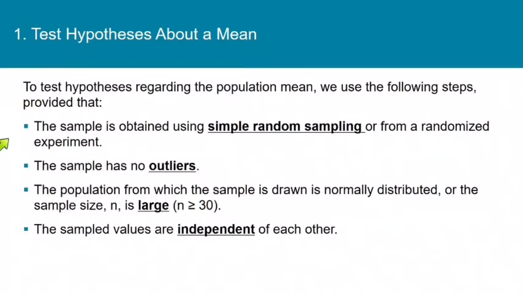So I think these are pretty much the same requirements that we had on confidence intervals. The sample has to be obtained using simple random sampling. The sample can't contain any outliers. The population from which the sample is drawn either needs to be normally distributed, or we have to have a large sample. Remember, the central limit theorem covers us here as long as n is greater than or equal to 30. And then the sampled values need to be independent.